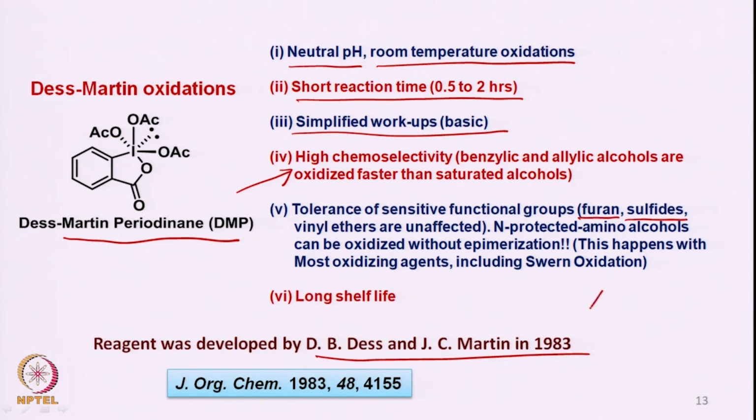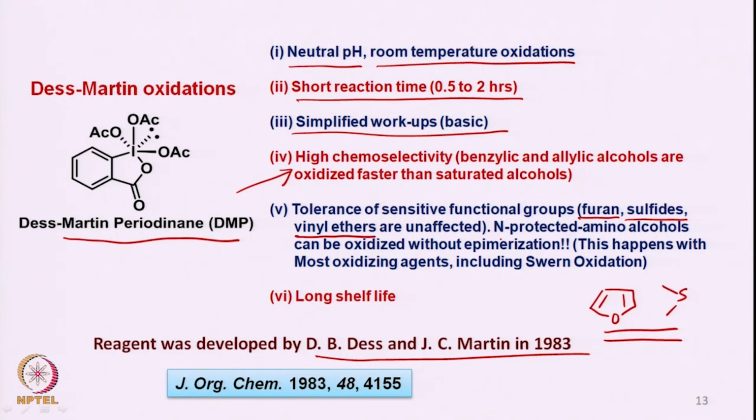Now for example, if you have a furan ring and you have a sulfide group here, they both can be affected by many of the chromium based oxidizing agents. However, here the iodine is a fairly mild reagent. This Des-Martin periodinane containing iodine is a mild oxidizing agent, therefore the furans, sulfides, vinyl ethers are unaffected.